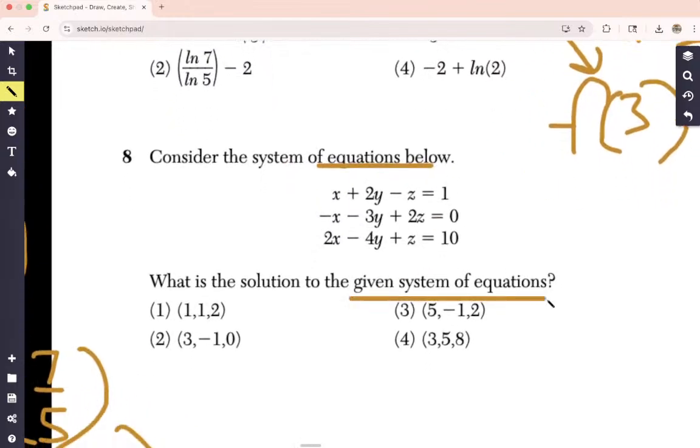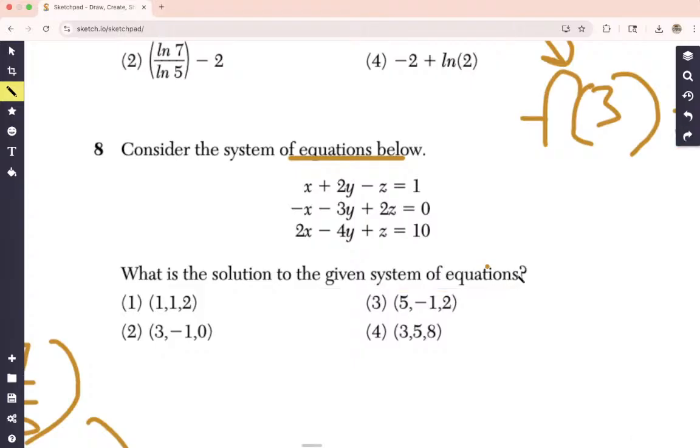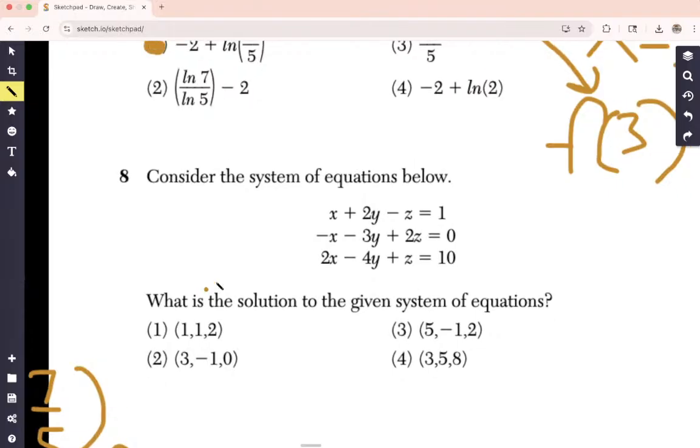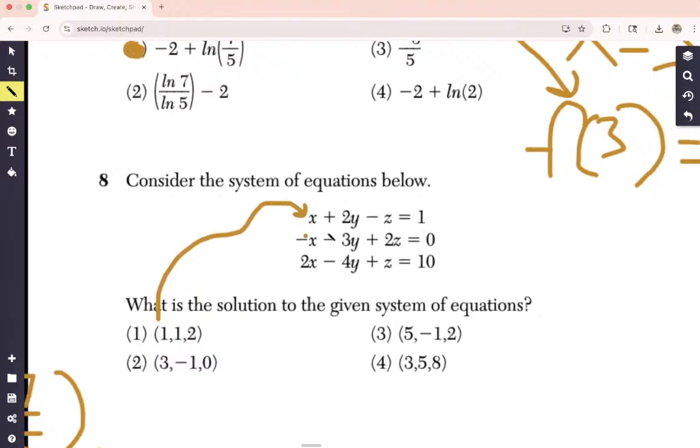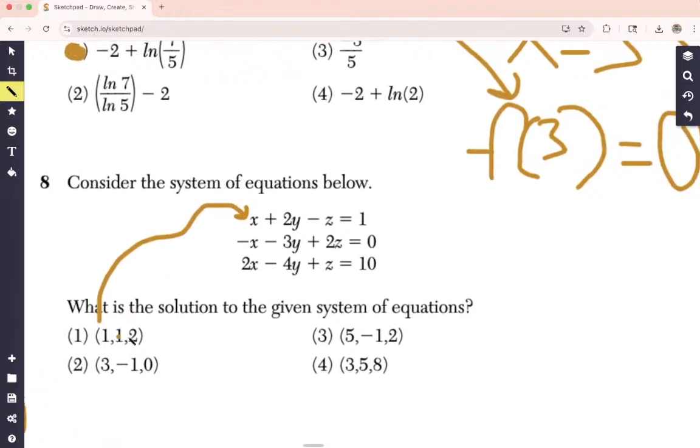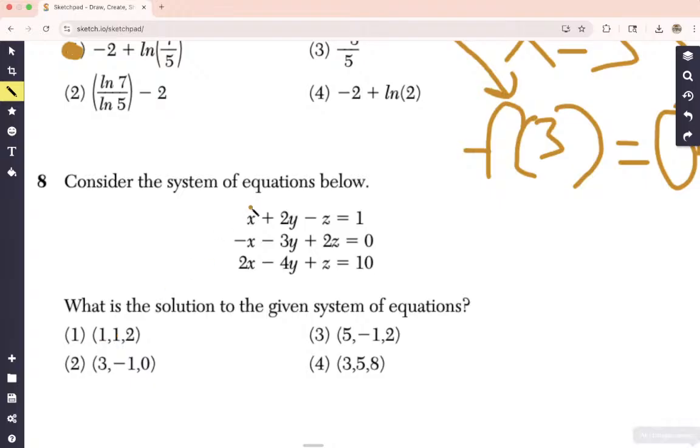Alright, consider the system of equations below. What is the solution to the given system of linear equations? If you really don't have any idea how to do this, at the end of the day you can just guess and check. Let's just do the guess and check method, because I'm feeling very lazy right now. Let's take answer choice number 1 and see if it is correct. When x is equal to 1, y is equal to 1, and z is equal to 2, you're going to have 1 plus 2 minus 2, that's equal to 1. Okay, so it works for the first one.